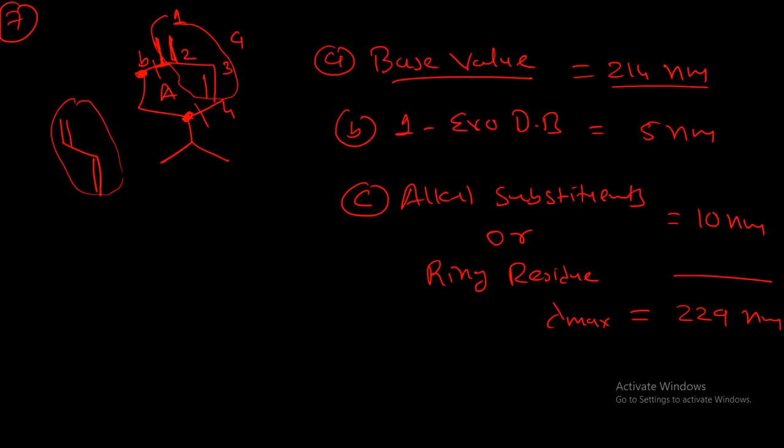Here there is no extra conjugation. Here I have only the isolatable bond, ring residue and base value. So this is my answer, lambda maximum. Now let us understand one more example.